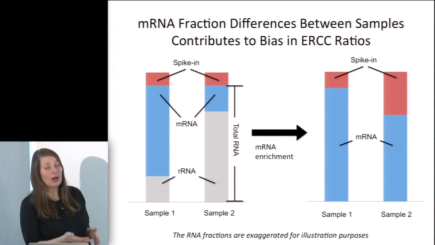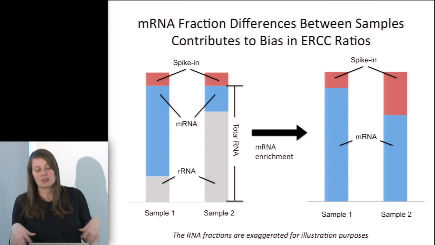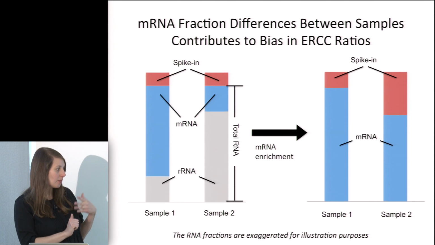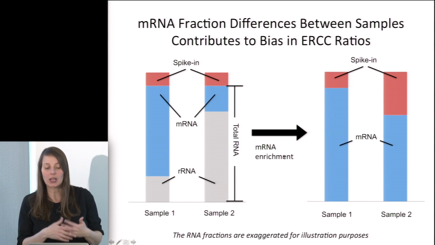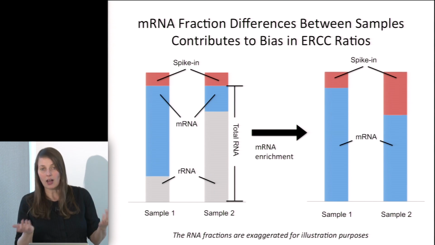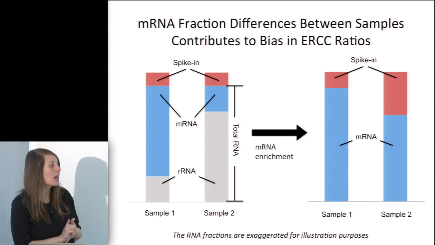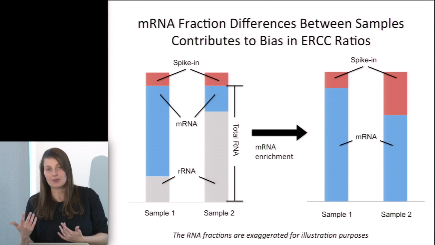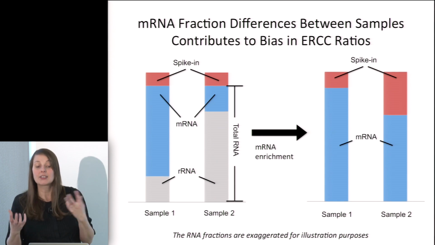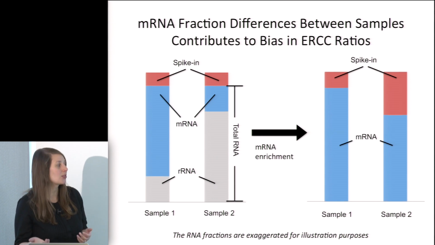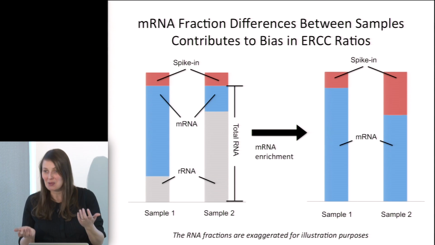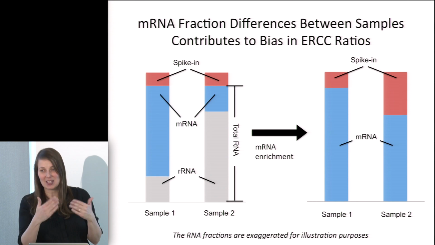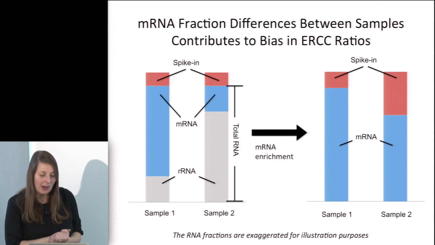And we add our spike-ins, and we add in the same amount of spike-ins to our samples. And then once we do the mRNA enrichment process, we remove all the RNA except for the mRNA that we're interested in this case. And then that actually shifts the relative amounts of spike-ins in each of those samples. And so that skews our ratios. So what we thought was a 1-to-1 ratio is now shifted, and the same thing with all the other ratios.